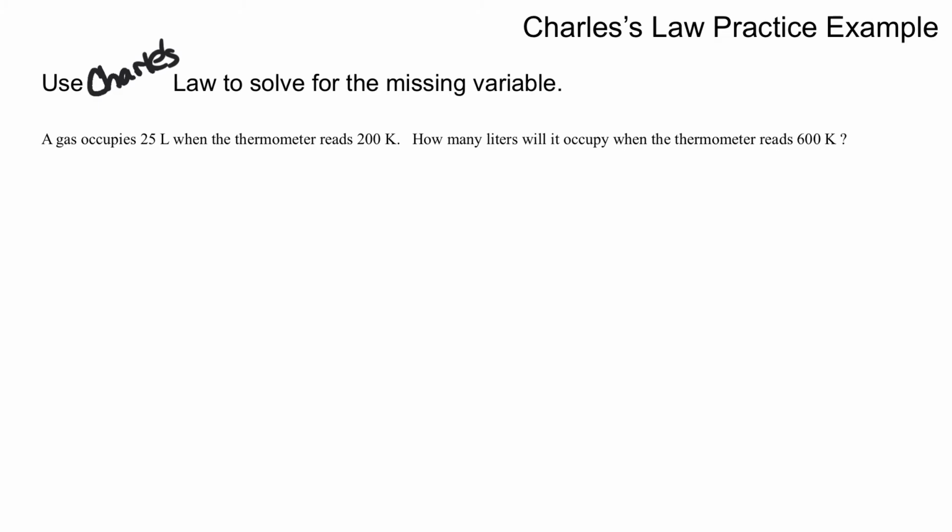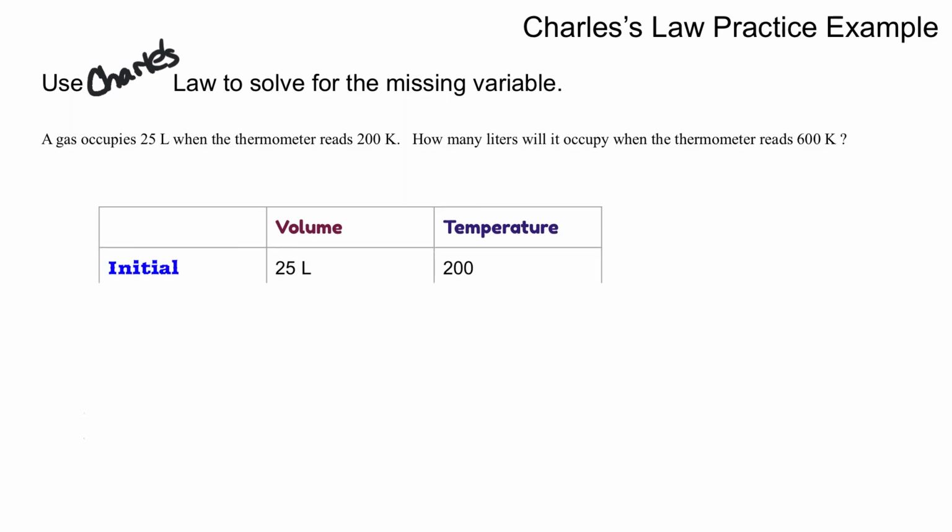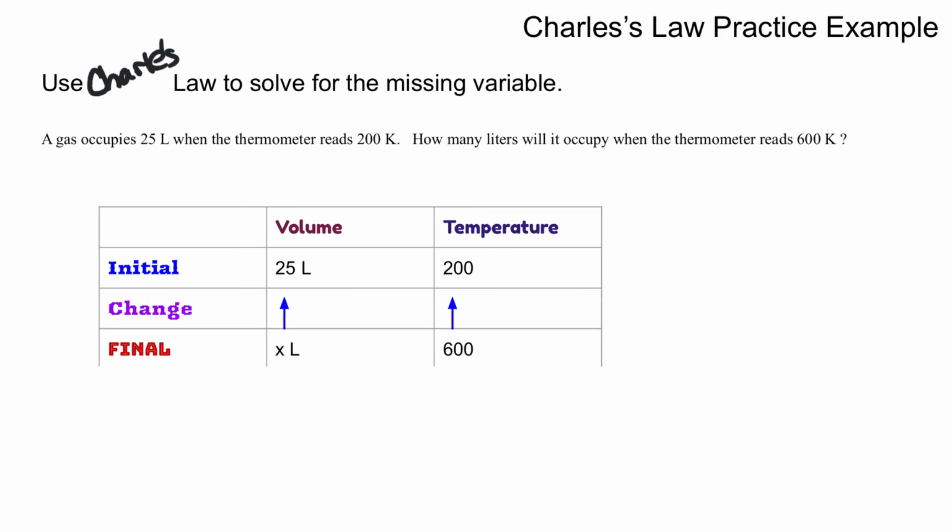So in order to solve this, we make our table and we write our initial amounts that we were given. So our volume was 25 liters and our temperature was 200. And so what happens when we changed it? So we increased our temperature, so we must have also increased our volume. So how much did we increase our temperature by?